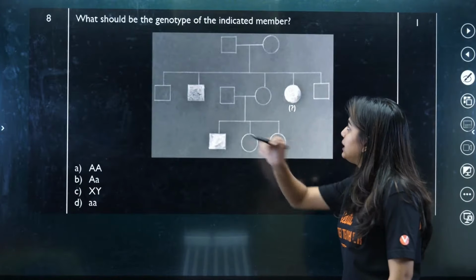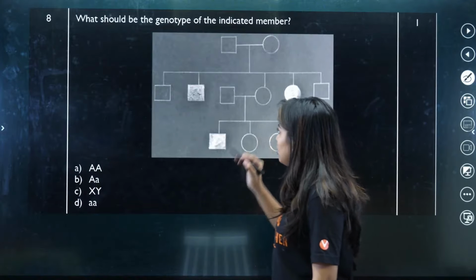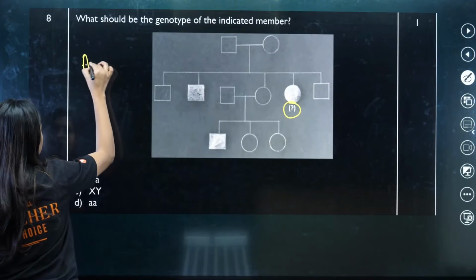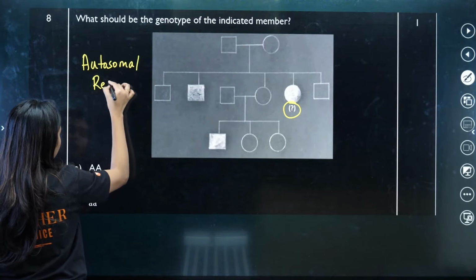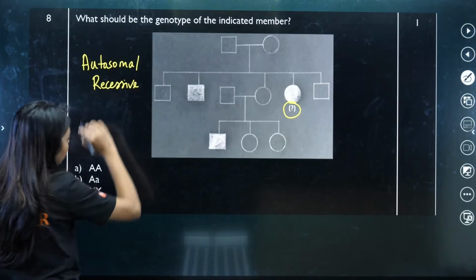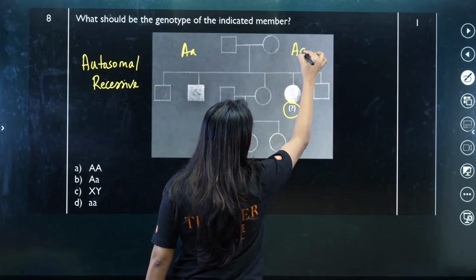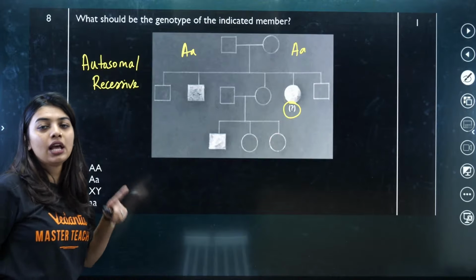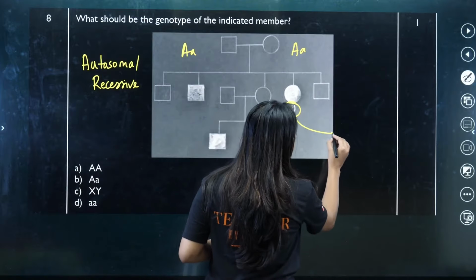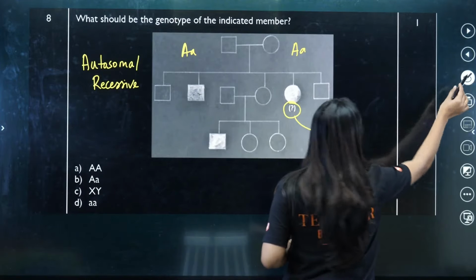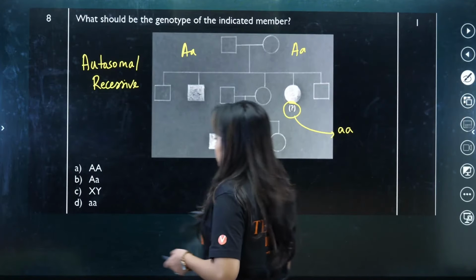Yes. What should be the genotype of the indicated member? So this is the question mark, the indicated member. Okay, now this is an autosomal recessive disease because the parents are not affected. Autosomal recessive. Okay, so here students, the parents can be capital A, small a, capital A, small a. Okay, if you do the cross, I have taught this in principles of inheritance. I had taken a class on NCERT line by line. There we had discussed this. So this will be small a, small a. So the answer is D.